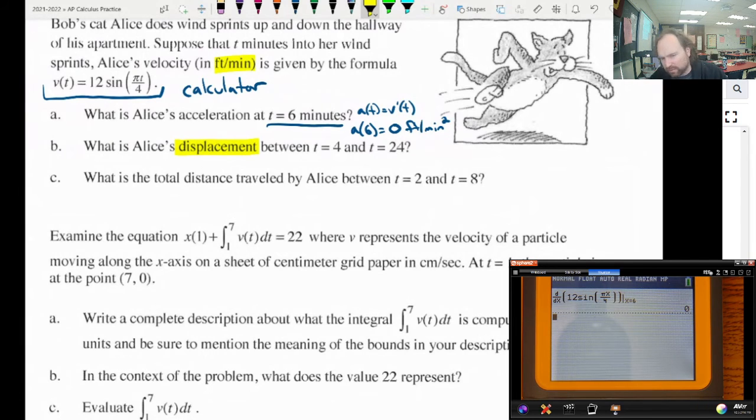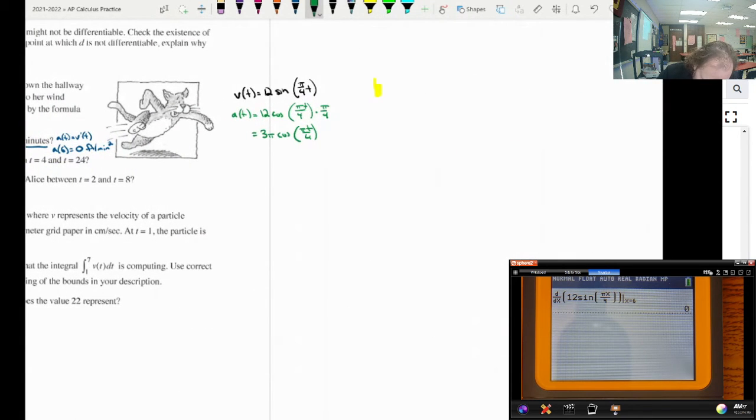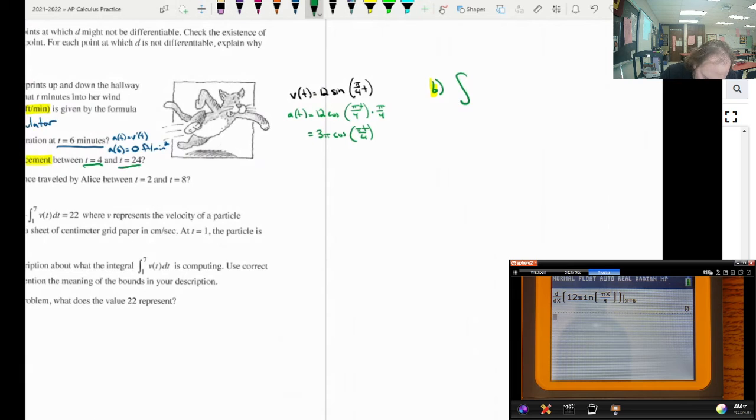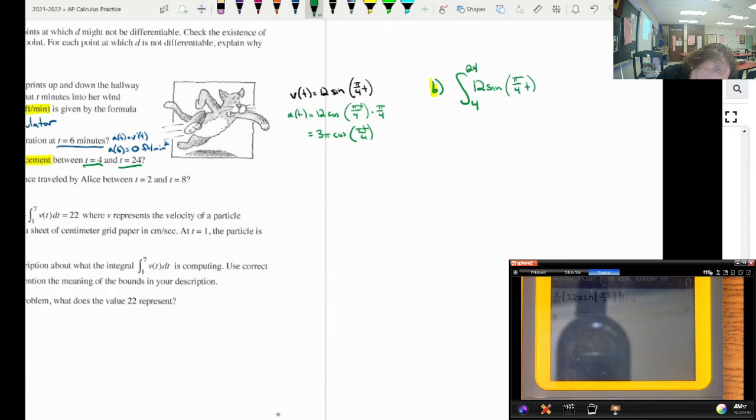That's called displacement. We'll compare that to total distance in part C, but we'll deal with this all on the calculator, in fact. For part B, all we're going to do is the exact same thing, but we're going to run it through an integral instead of a derivative. In this case, we're going from 4 to 24. And displacement would be the integral of velocity, which takes you back up to position. So you have velocity in the middle, up goes to position, and down would go to acceleration. So this time we're running 12 sine of pi over 4 times t dt.